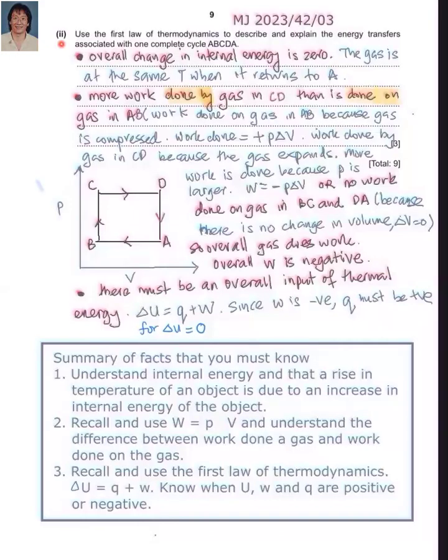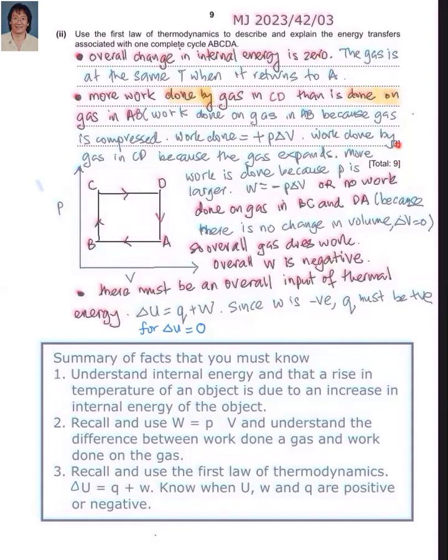In part 3, we have to use the first law of thermodynamics to describe and explain the energy transfer associated with one complete cycle A, B, C, D, A. For one complete cycle, the overall change in internal energy is 0. This is because the gas is at the same temperature when it returns to A. Then the second point; this question carries 3 marks.